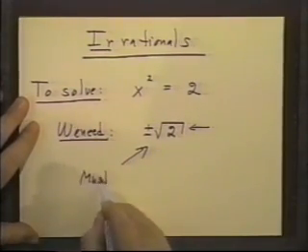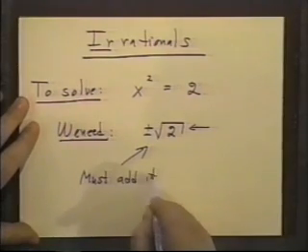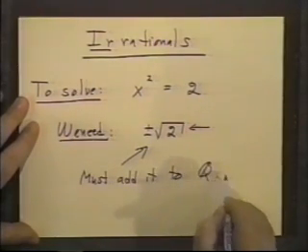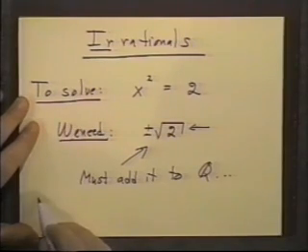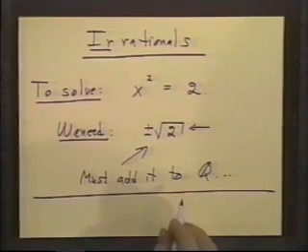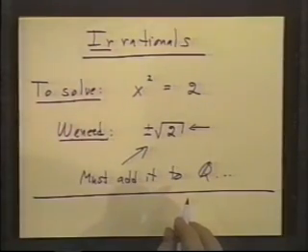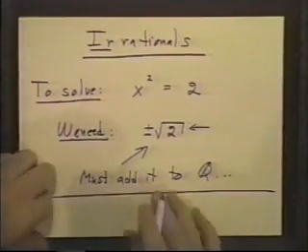We must add it to our set Q, which was the last set of numbers we were looking at. What other kinds of numbers might not exist in 2? Well, the set of irrationals is rather large. And it's a mixed bag.